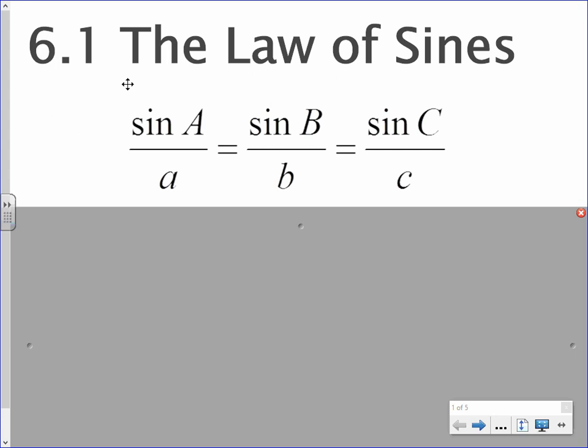Okay, so I'm not just telling you a formula, you actually came up with it on your own. I gave you some prompts and you solved for it. So this isn't just a random formula that I'm throwing out at you. It's actually one derived from right triangle trigonometry, but it's going to help us with triangles that are not right triangles.